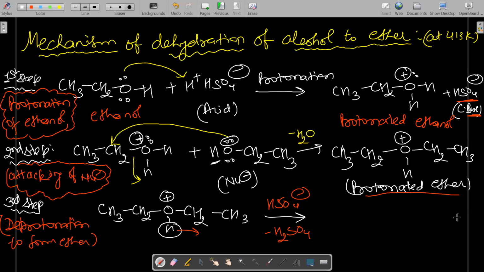Okay, so what we are getting as the product over there, you can see CH3, CH2, O, CH2, CH3, right? And now H plus is not here. Again, there are only 2 lone pairs. So this is ether. These two mechanisms are very, very important for the board exam. The mechanism of dehydration of alcohol is very, very important for both alkene as well as ether.